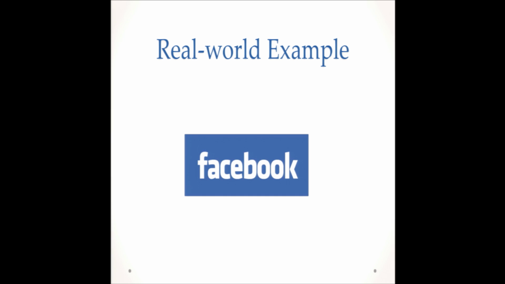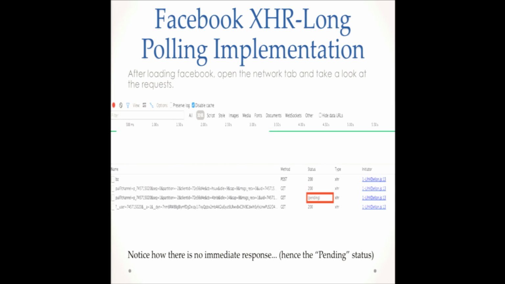One real-world example that I wanted to bring is Facebook. If you load your Facebook profile, after everything is rendered, if you open the network tab, you will see that there is going to be a request in the status pending, and the reason for that is because, like I said, they're using a long polling approach. They keep the connection open around 30-40 seconds.